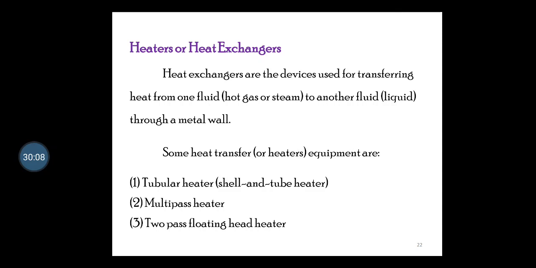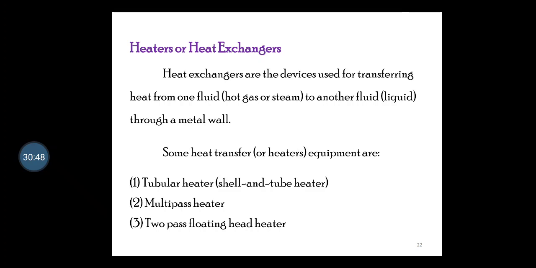So heat exchangers are the devices used for transferring the heat from one fluid, that is hot gas or steam, to another liquid through a metal wall. It's called heat exchangers. Whereas heat interchangers are the devices which are used for transferring the heat from one liquid to another liquid or from one gas to another gas through a metal wall. It is called heat interchangers. So we are going to discuss one by one what actually the heat exchangers are.